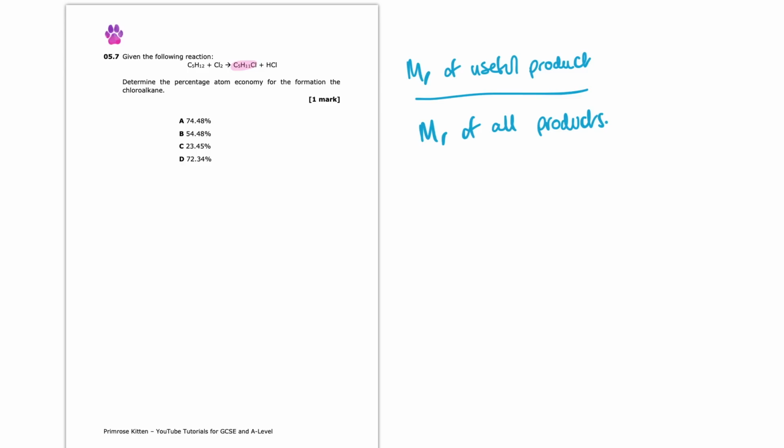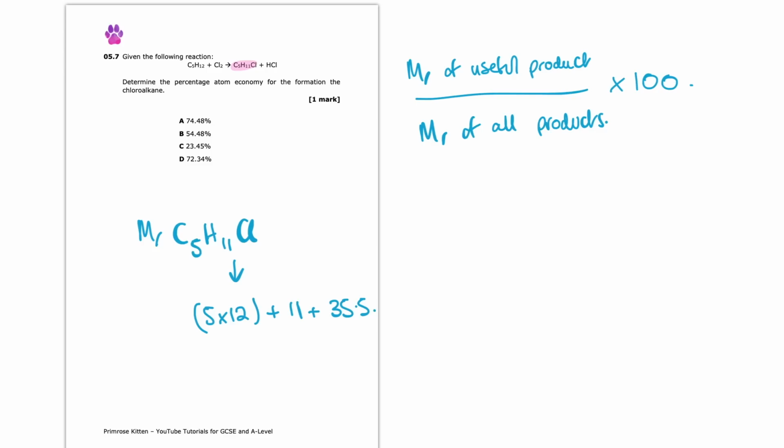So because we want it as a percentage, we're going to times it by 100. So the MR of the useful product here, so the MR of this C5H11Cl, is going to be 5 times 12 plus 1 times 11, so just 11, plus 35.5, and that there will tally up to give us 106.5. So the MR of our useful product is 106.5.